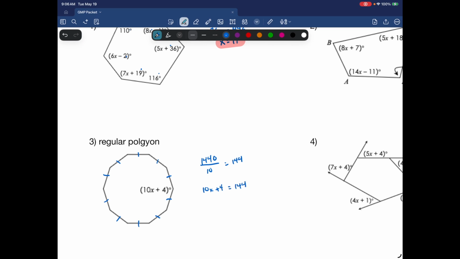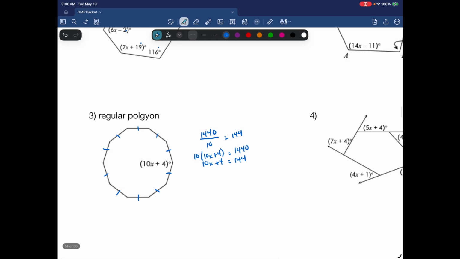Now, you could also set this up this way: 10 times (10x plus 4) equals 1440, and then divide by 10 to get started. Either way, you get 10x equals 140, x equals 14.